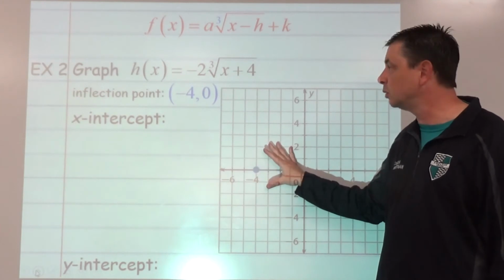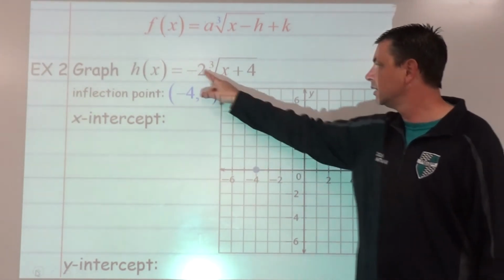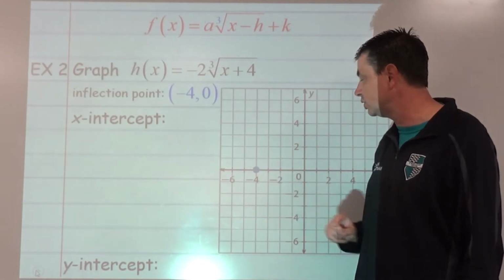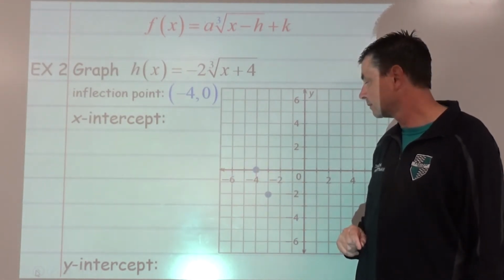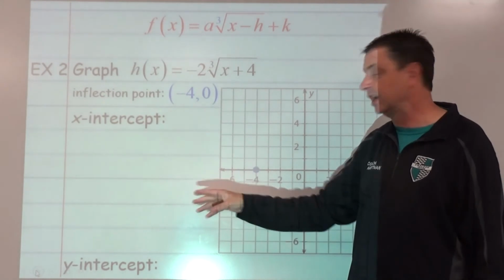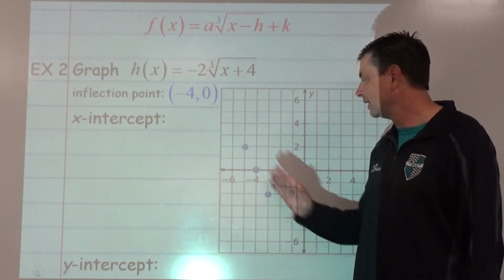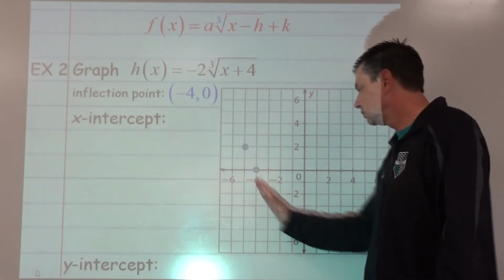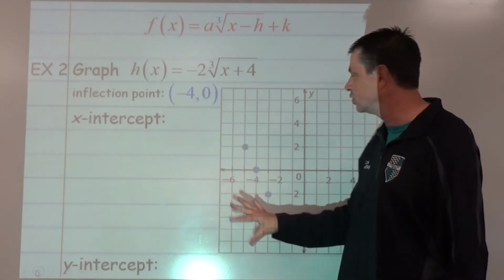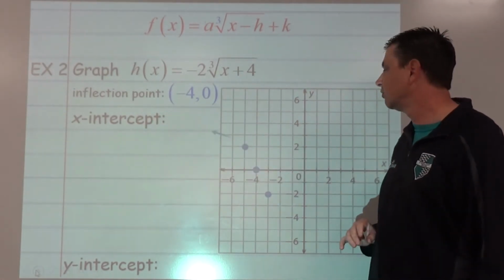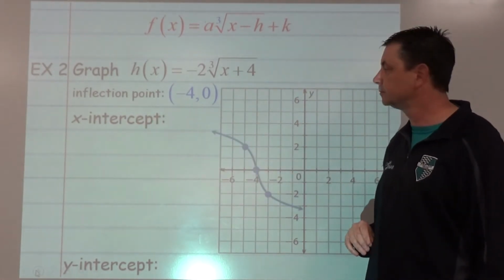To get our next point, we're going to go right 1, and our a is -2, so we're going to go right 1, down 2. And on the other side, we'll just do the opposite. We'll go left 1, up 2. And again, the shape is snake-like, don't go up the page. We want to go sideways on the page for our cube root graph.